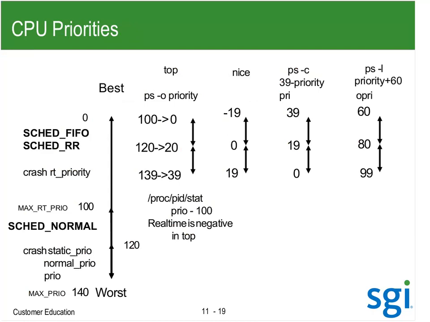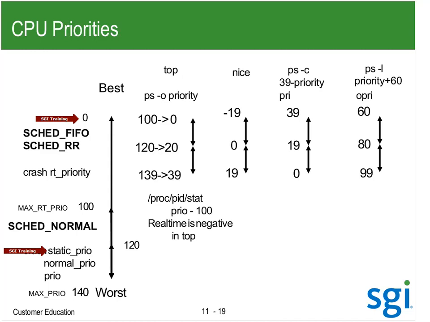So this is the fun one. We have different priority schemes depending upon what tool you're looking at. The far left is what the kernel has. So in the kernel, we have something called static prio. Now, there is a lab, I don't care if you do it, where you drop into crash and get the priorities that are in crash. In the real-time area, it's called RT priority, and for batch and non-real-time, it's called static prio.